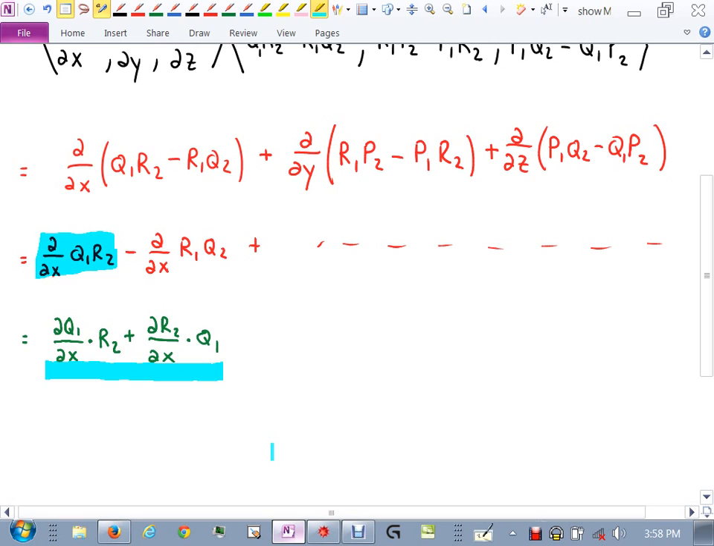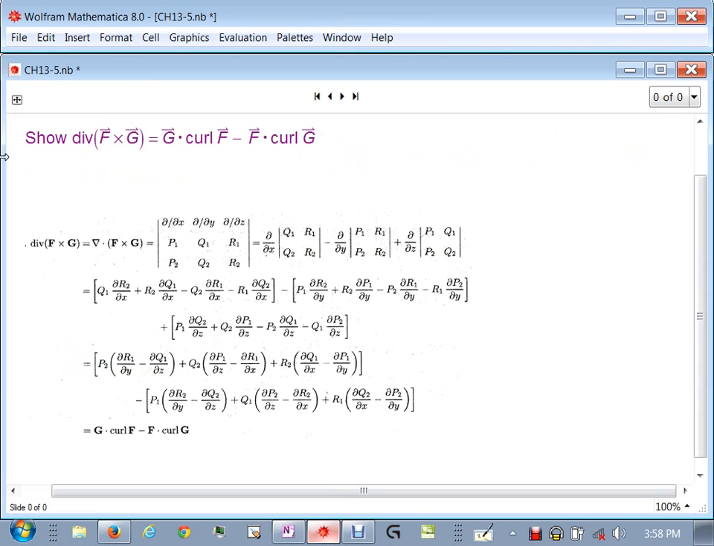There are different ways you can write the product rule. But when I say derivative of Q1, I mean the partial derivative of Q1 with respect to x, times this one, plus the partial of R2 with respect to x, times Q1. And you've got to do that for this one too, with minuses distributed. Then you come and do these all the way down. Okay? Now, where are we trying to get with this? I'll bring up the solution now so you can see how this would work.